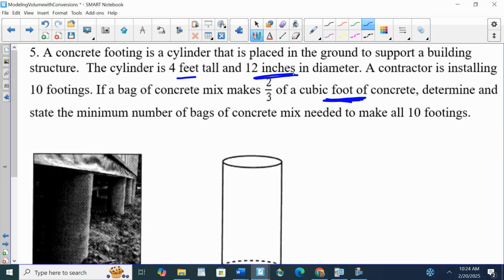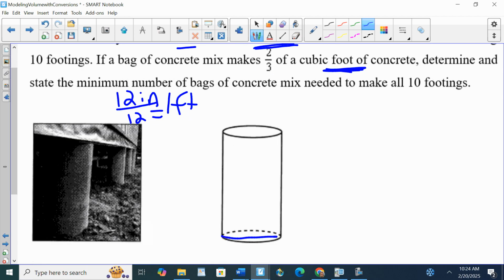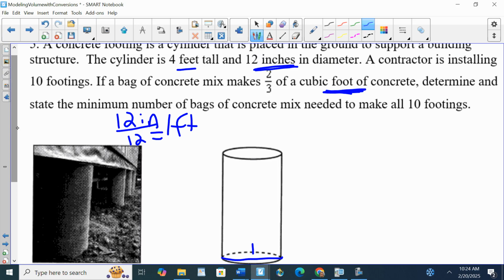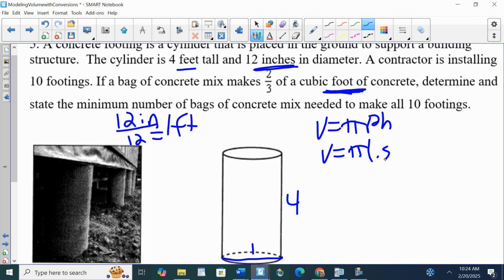So 12 inches has got to go. To go from inches to feet, I'm dividing by 12. That's 1 foot. So the diameter is 1. The height is 4. Volume of the cylinder is pi r squared h. The radius is half of 1, which is a half, or 0.5, times 4.